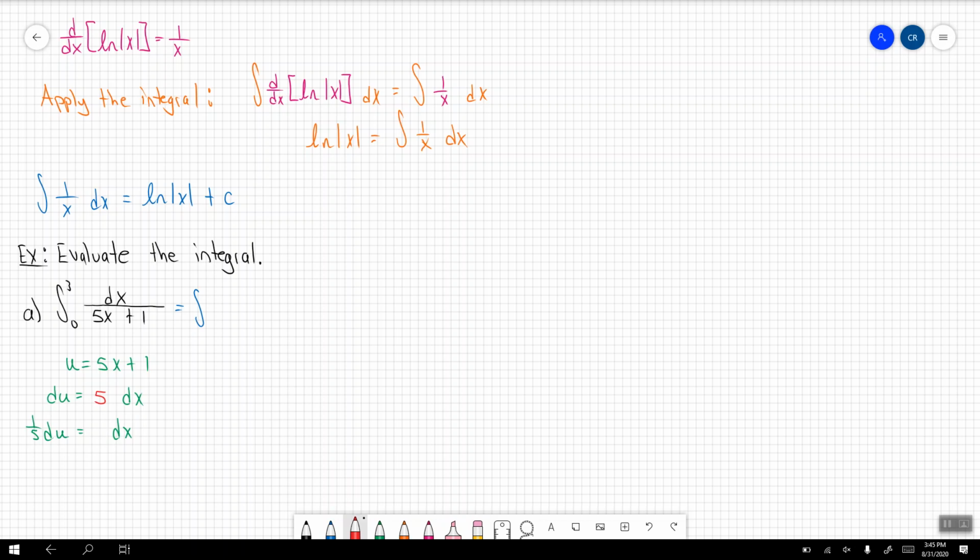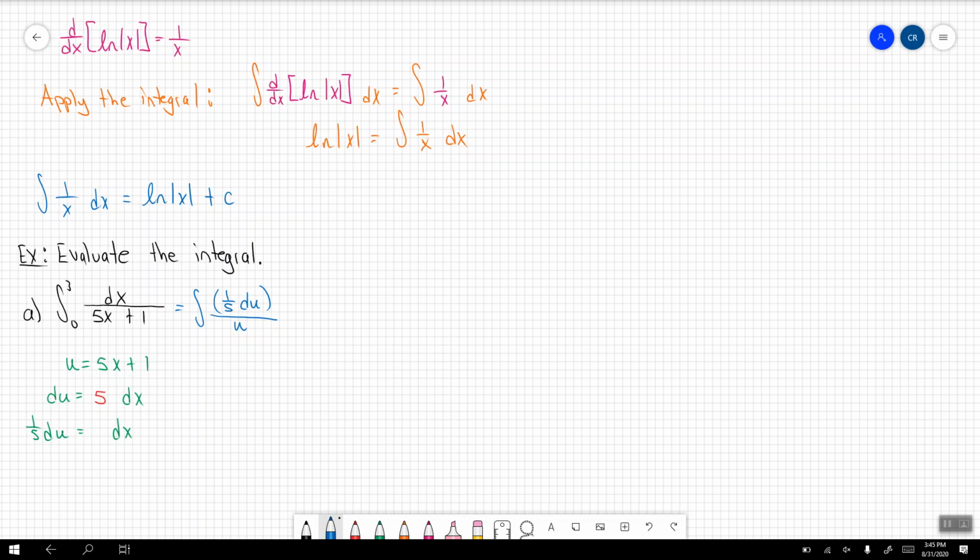u is equal to 5x plus 1, so the derivative is just du is equal to 5 dx. Divide by 5, and we get 1/5 du is equal to dx. Therefore, when I make my substitution, my dx just becomes 1/5 du. So that's 1/5 du divided by my denominator, which was u, that 5x plus 1.